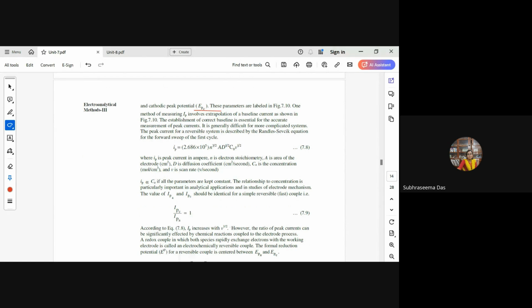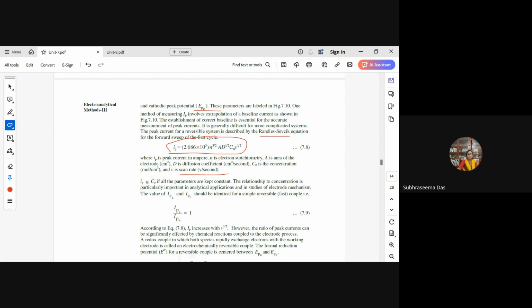The method of measuring IP involves extrapolation from the graph. This is generally difficult for very complicated systems, and that is why the peak current is described by the Randles-Sevcik equation for the forward cycle. This is given in equation 7.8, where IP represents the peak current, n is the number of electrons used in the reaction, A is the area of the electrode in centimeter square, D is the diffusion coefficient, C0 is the concentration, and nu represents the scan rate.